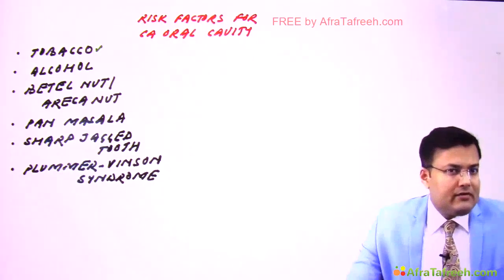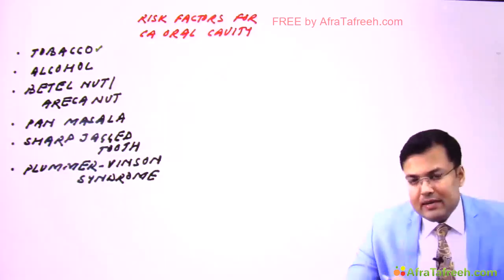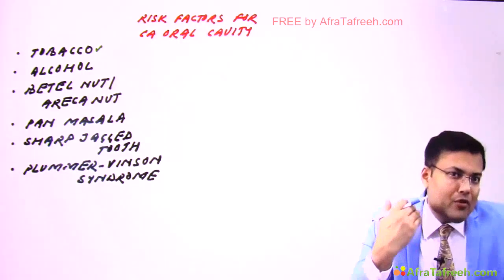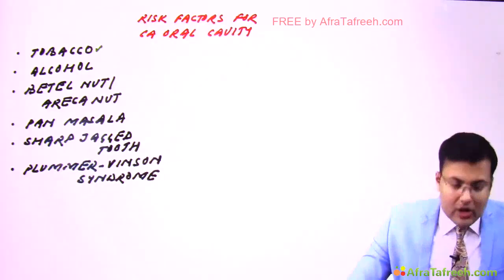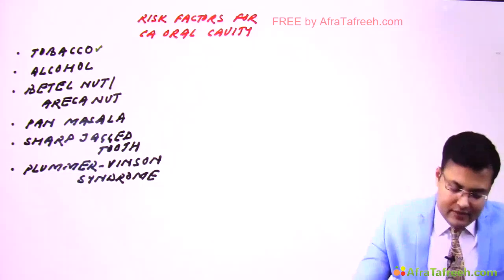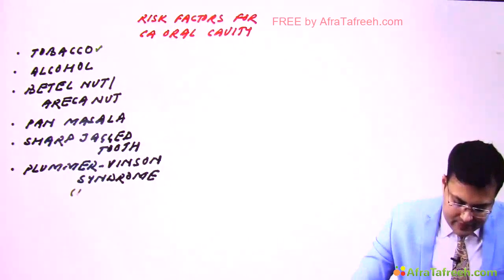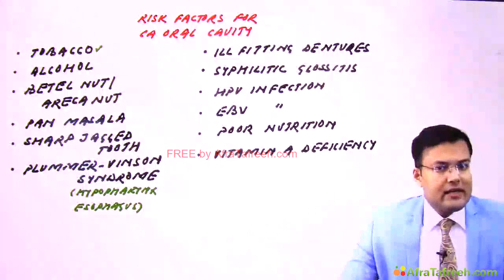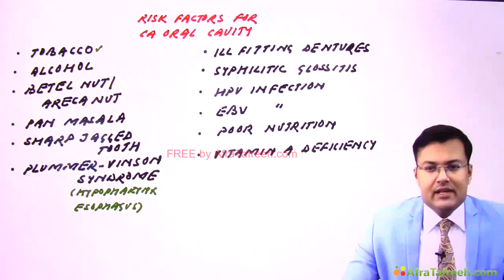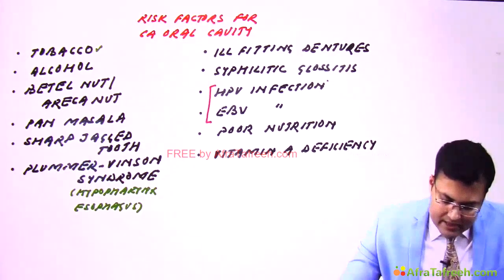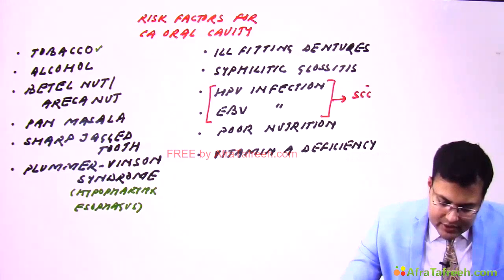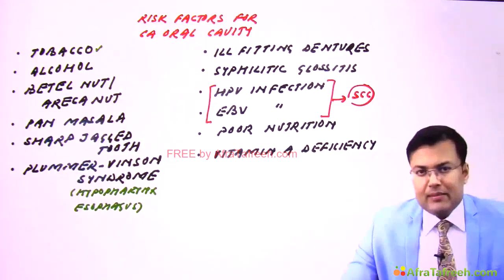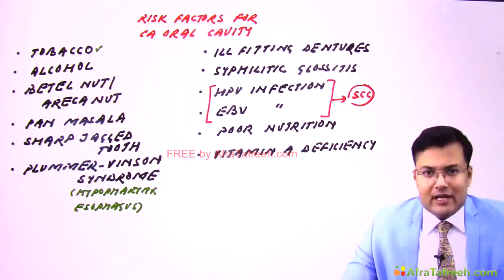Now see, Plummer-Vinson syndrome is going to increase the risk of three malignancies. One, oral cavity. Second, hypopharynx. And third, esophagus. We will discuss this in detail. The other risk factors are ill-fitting dentures and syphilitic glossitis. You know, these two viruses are going to increase the risk of squamous cell carcinoma. Which ones? One is human papilloma virus and the second is Epstein-Barr virus infection.